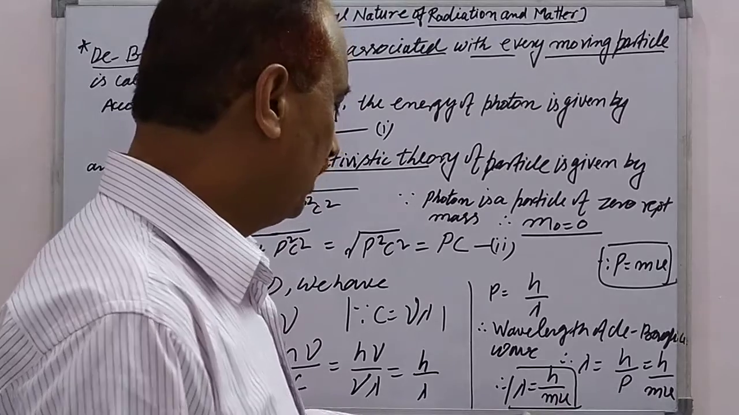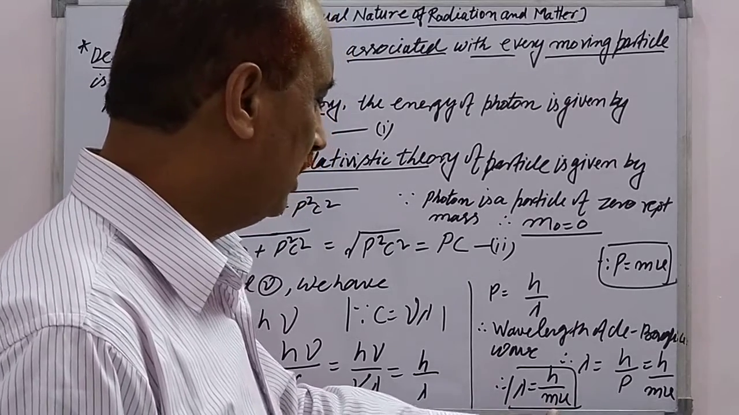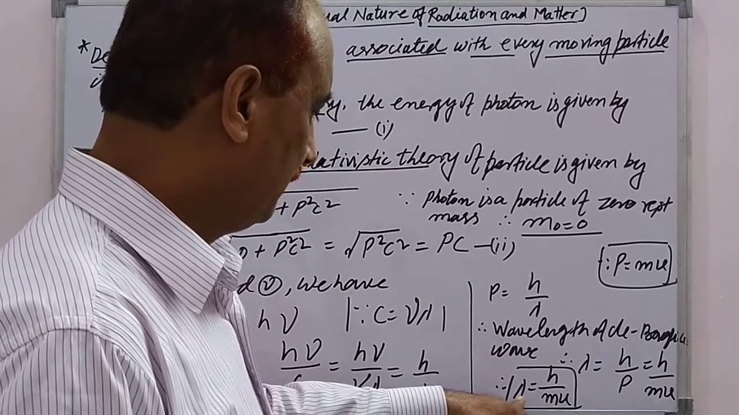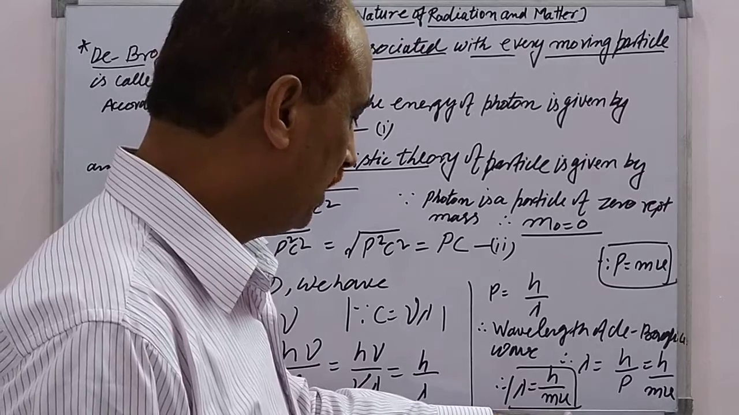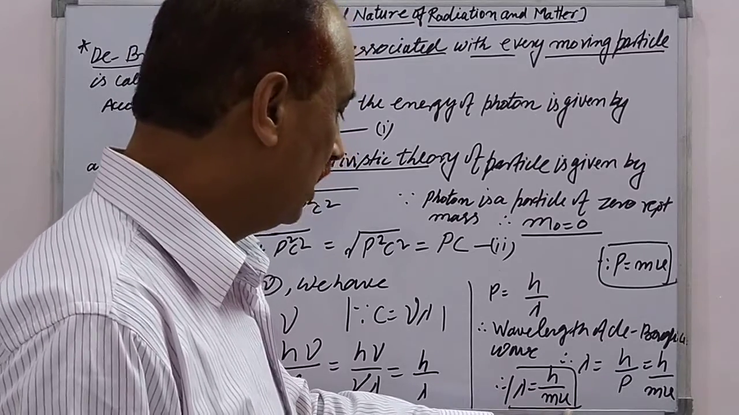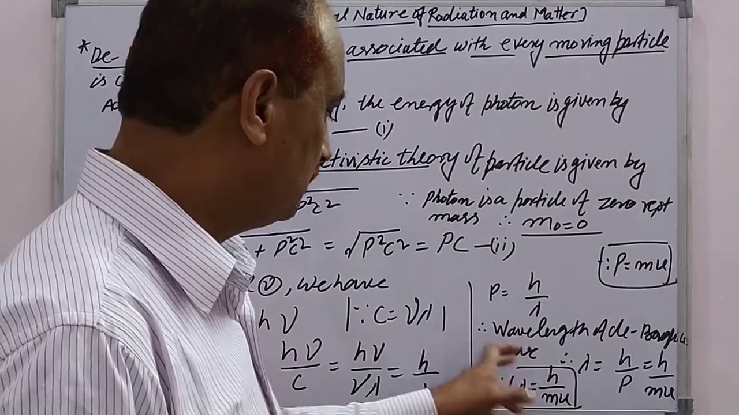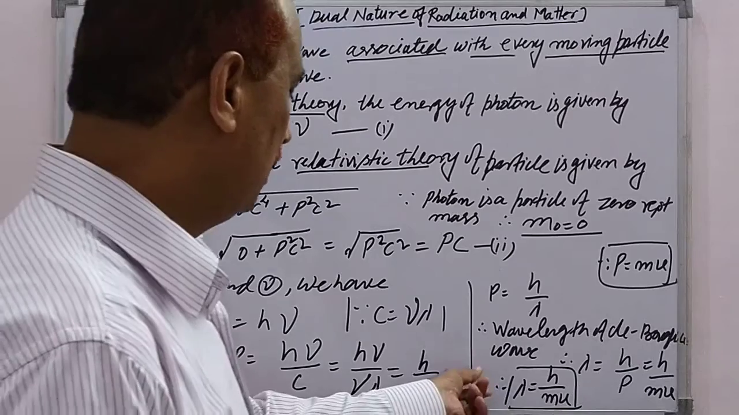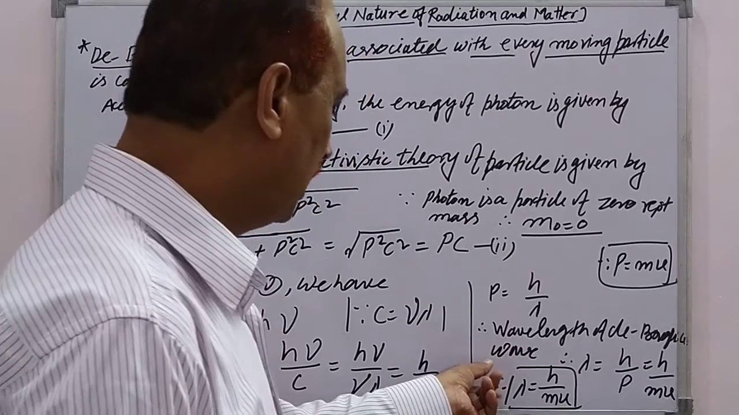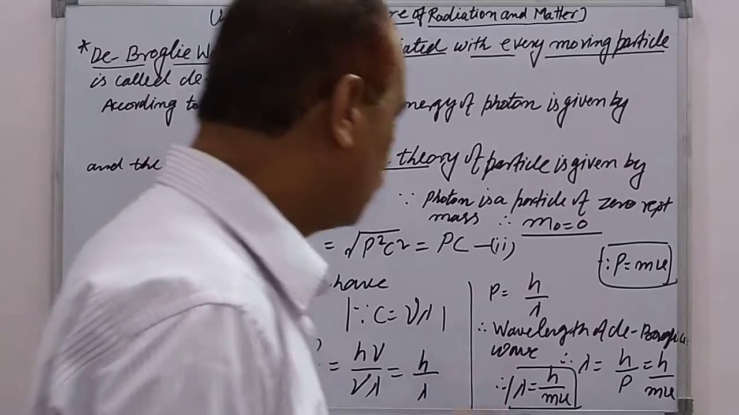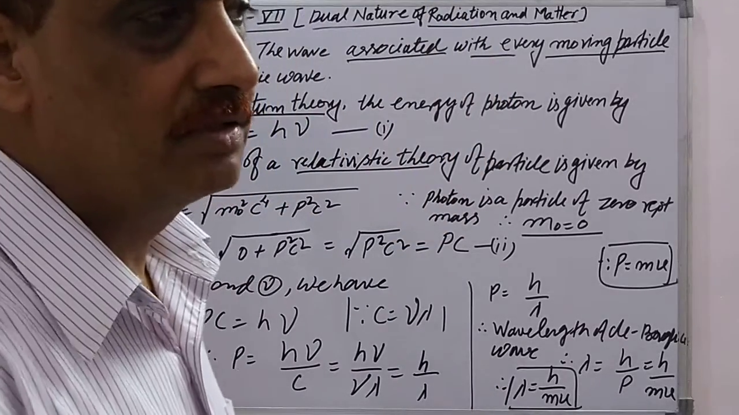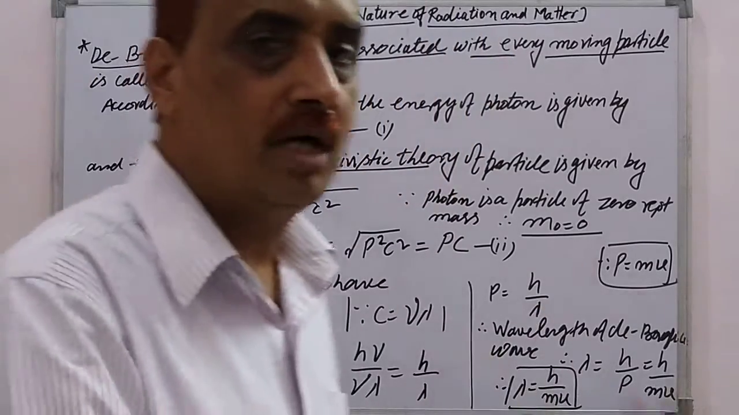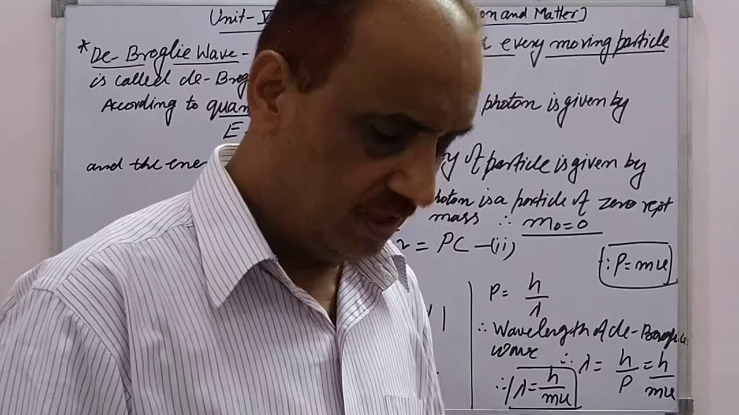From this relation we can say that when the mass of the particle is increased, the wavelength is decreased, and another part is velocity. If the velocity is increased, again the wavelength is decreased, because they have a reciprocal relation to each other. This is one important part that can be used to solve some numerical problems about the relation between the wavelength and the velocity, or the wavelength and the mass of the particles.